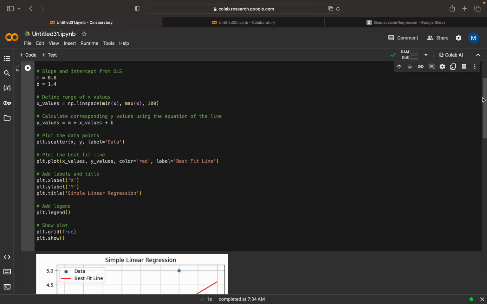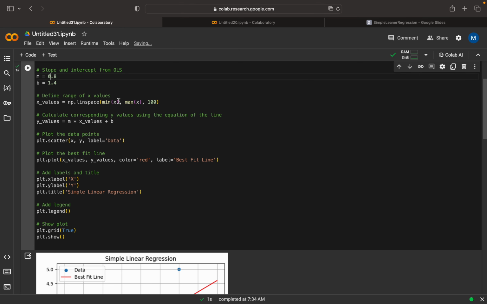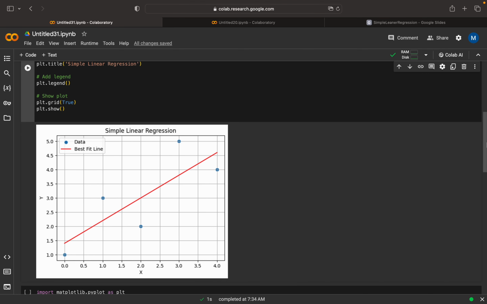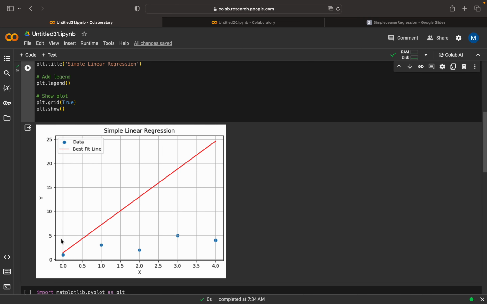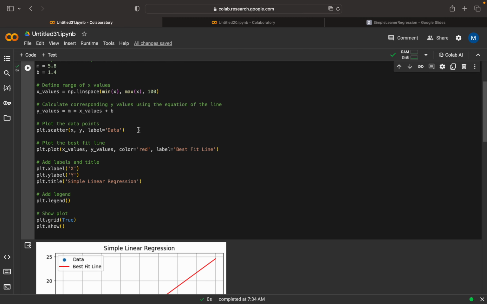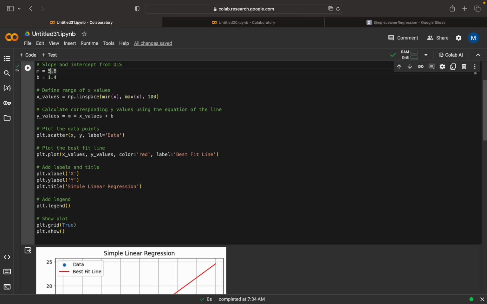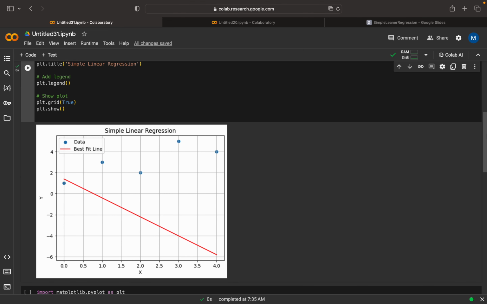Now let me make m equal to 5.8 and execute this. You can see the execution is in progress. So it moved a little bit to the horizontal. To make it more visible, I can make it -1. Now we can run it. Here we can see that it has moved to here, so a horizontal shift has happened.